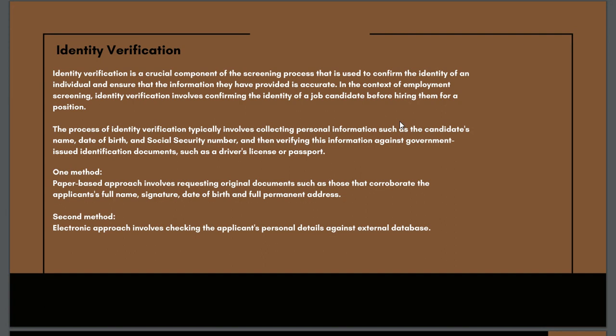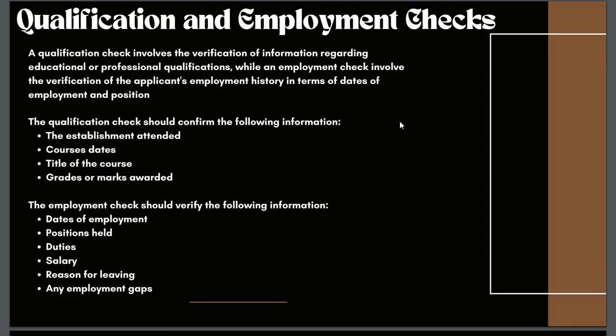The first method, the paper-based approach, involves requesting original documents such as those that corroborate the applicant's full name, signature, date of birth, and full permanent address. And the second method, the electronic approach, involves checking the applicant's personal details against an external database.